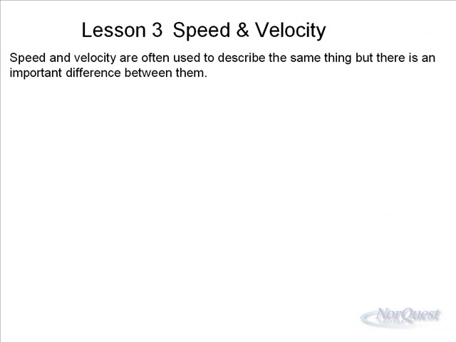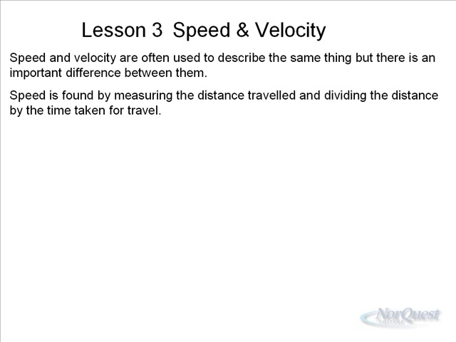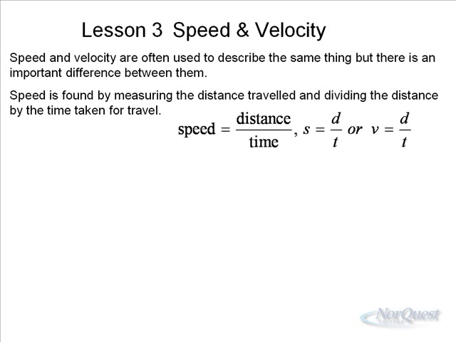Speed and velocity are often used to describe the same thing, but there is an important difference between them. First, to define them, speed is found by measuring the distance traveled and dividing that distance by the time taken for travel. So speed is distance over time. We often see the formula written s is equal to d over t.